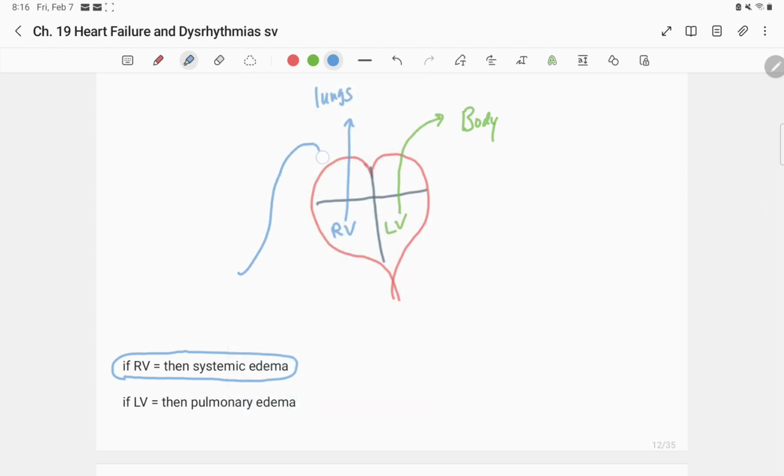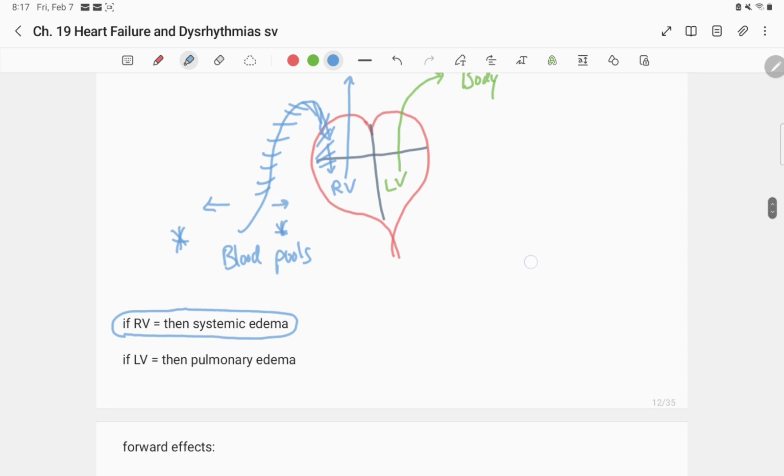Okay, so as blood is coming in and trying to get into the right ventricle, you get backup of blood. So the blood pools out in this area, right? So the fluid gets pushed out and you can get systemic edema.